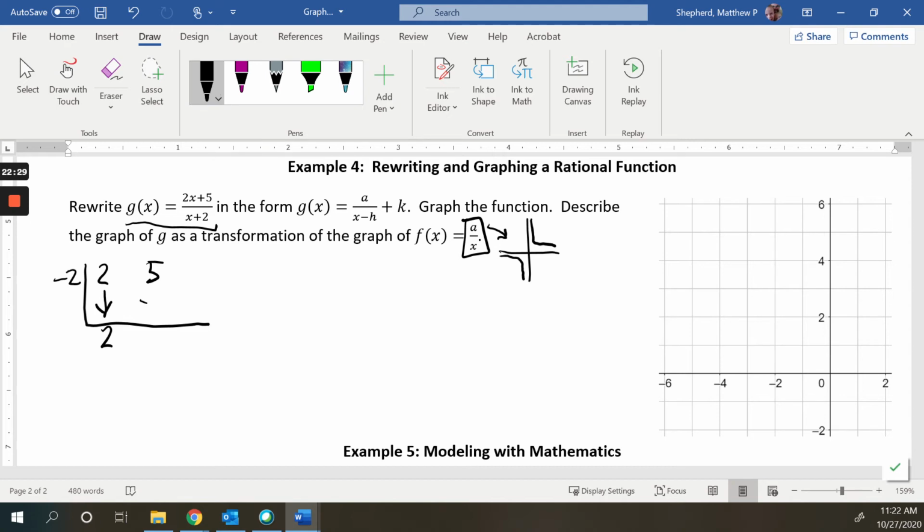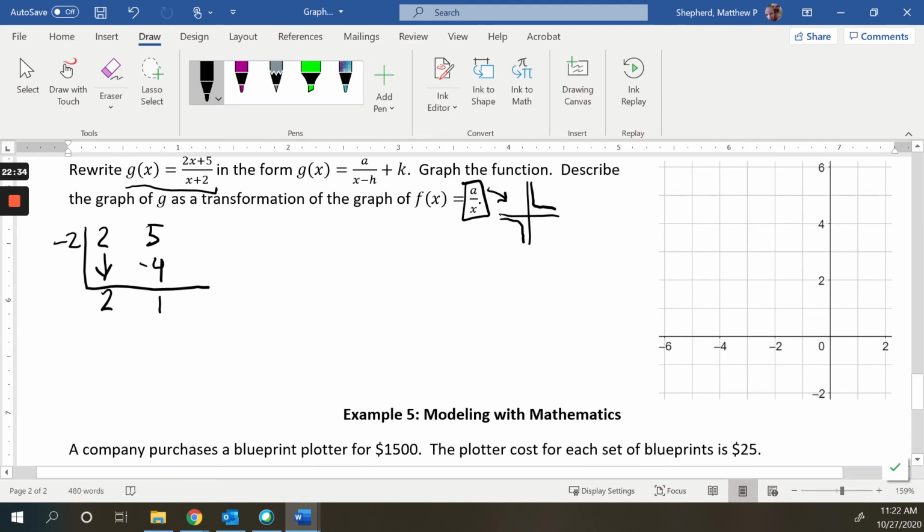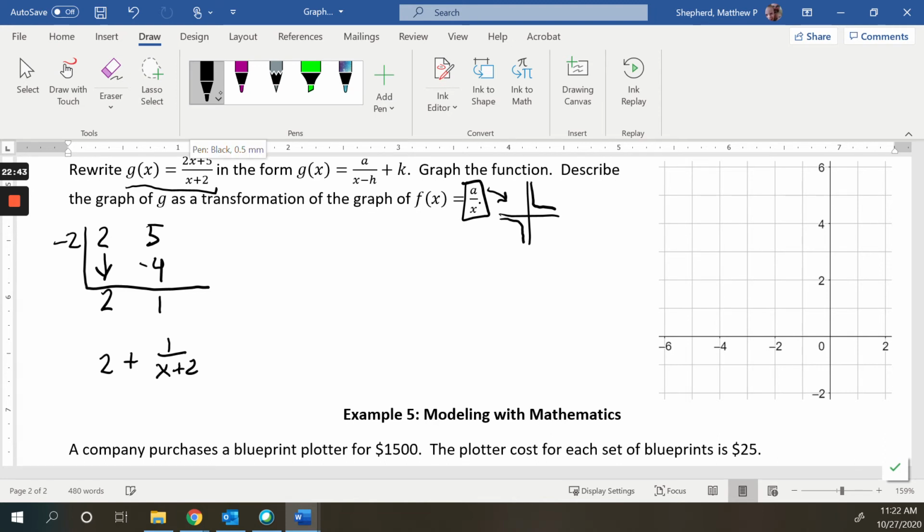This should be simple because we don't have many numbers here. Negative 2 times 2 will give us negative 4, and we're left over with 1. So that would create the equation of 2 plus, and then our remainder, 1 over x plus 2. Which we can go ahead and switch around to look more like that. So it's 1 over x plus 2, plus 2. So we have h is 2 and k is 2.